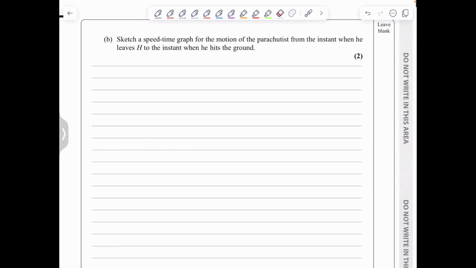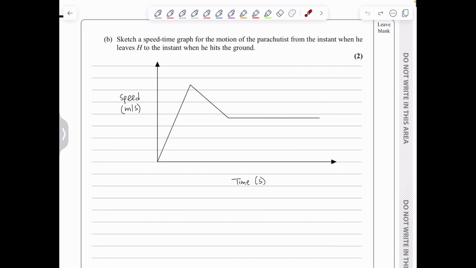In part B, we are asked to sketch a speed-time graph for the motion of the parachutist from the instant when he leaves H to the instant when he hits the ground. So we've got in the vertical axis the speed and in the horizontal the time in seconds. Remember that we were originally falling under gravity, so we were accelerating, then we decelerated, and then we attained a constant speed. So it should look something like this.